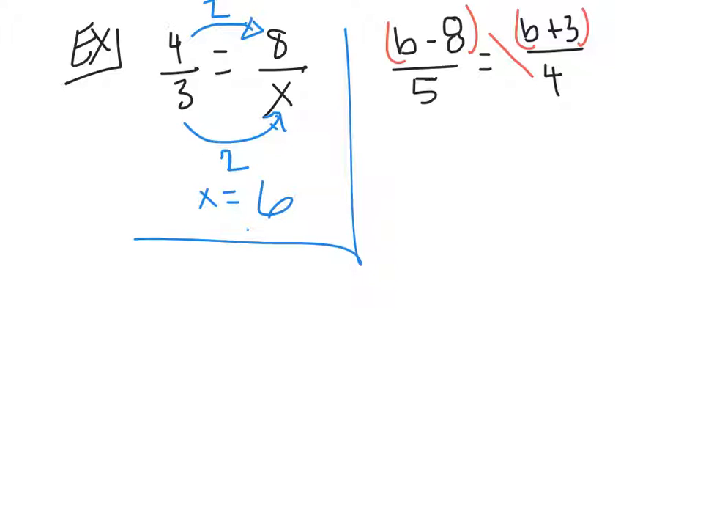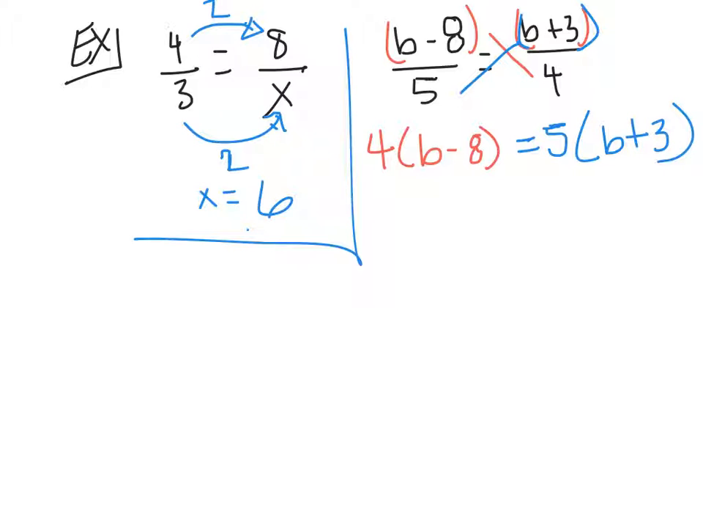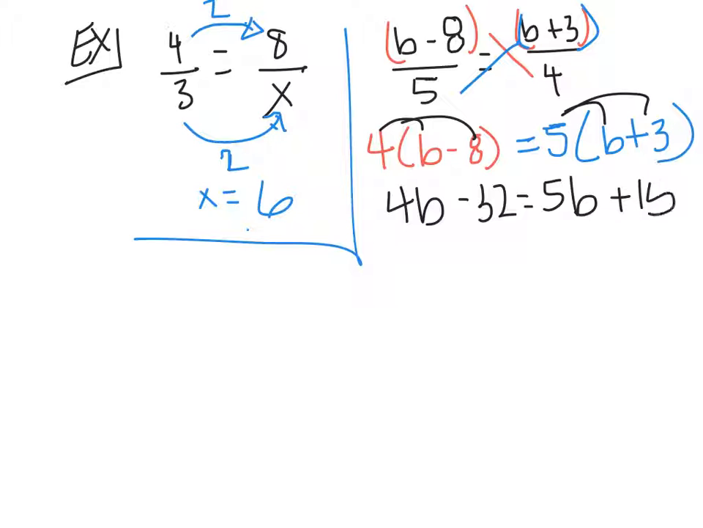So you are going to first take 4 times (b minus 8). Then you can set it equal to 5 times (b plus 3). So now we want to use the distributive property. So we have 4b minus 32 equals 5b plus 15. And so now we really just need to start solving this equation.